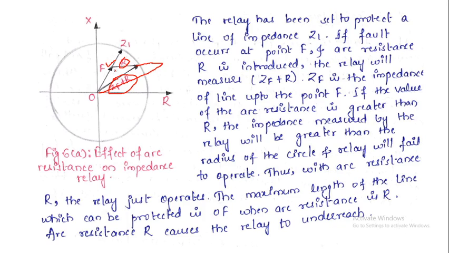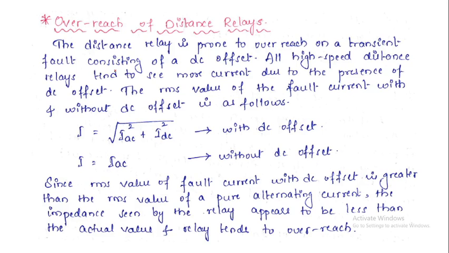Now let's move on to the next one, overreach of a distance relay. How is it going to affect the performance of distance relays? The distance relay is prone to overreach on a transient fault consisting of a DC offset. All high speed distance relays tend to see more current due to the presence of DC offset. Because of this DC offset current, the impedance seen by the relay is going to be reduced, because as the current increases, obviously the impedance is going to be reduced. So how does this phenomenon take place?